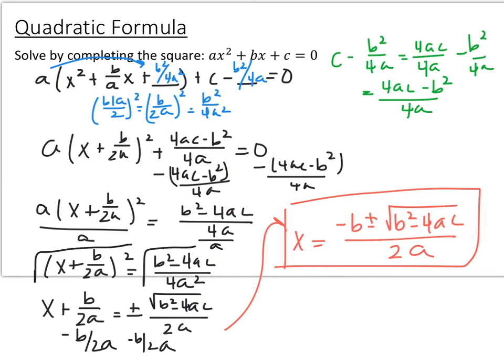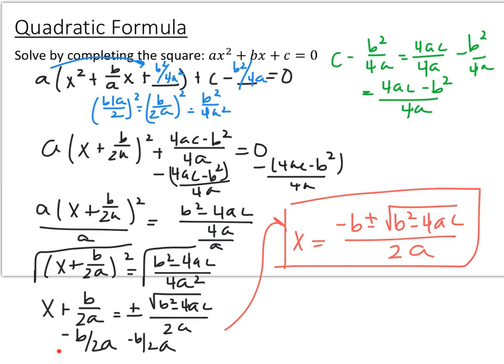So I divided both sides by a. The a's over here cancel. You're left with (x plus b over 2a) quantity squared. On the right, 4a divided by a ends up being 4a squared in the denominator, so you get b squared minus 4ac all over 4a squared. Square root both sides. You end up with x plus b over 2a is equal to plus or minus the square root of b squared minus 4ac all over 2a, because the square root of 4a squared is 2a.